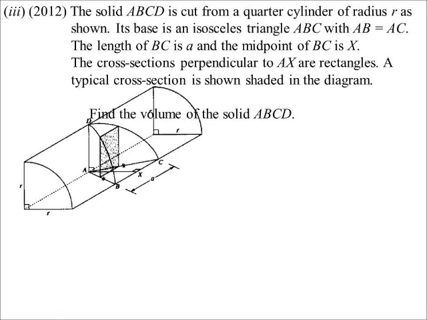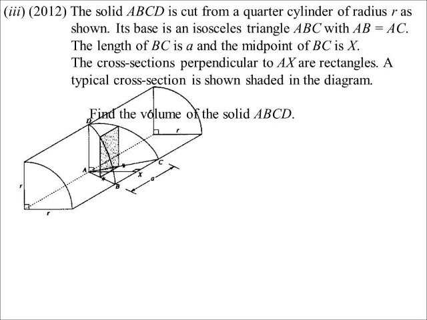Here's an HSC one where one of the lines has somehow slipped over the top of the shape. That's rather unfortunate. Anyway. So our solid, it's cut from a quarter of a cylinder. The cylinder's radius r. The base is an isosceles triangle. So basically it's this little wedge in here we're finding the volume of.